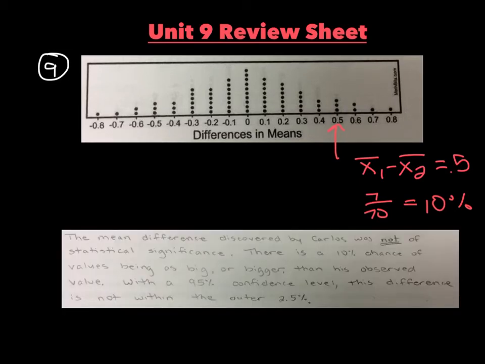So what we can write out here is that the mean difference discovered by Carlos was not of statistical significance. There is a 10% chance of values being as big or bigger than his observed value. So with a 95% confidence level, this difference is not within the outer 2.5%. It's within the middle 95%. So we could say it is not statistically significant. It could be due to natural sampling variability.